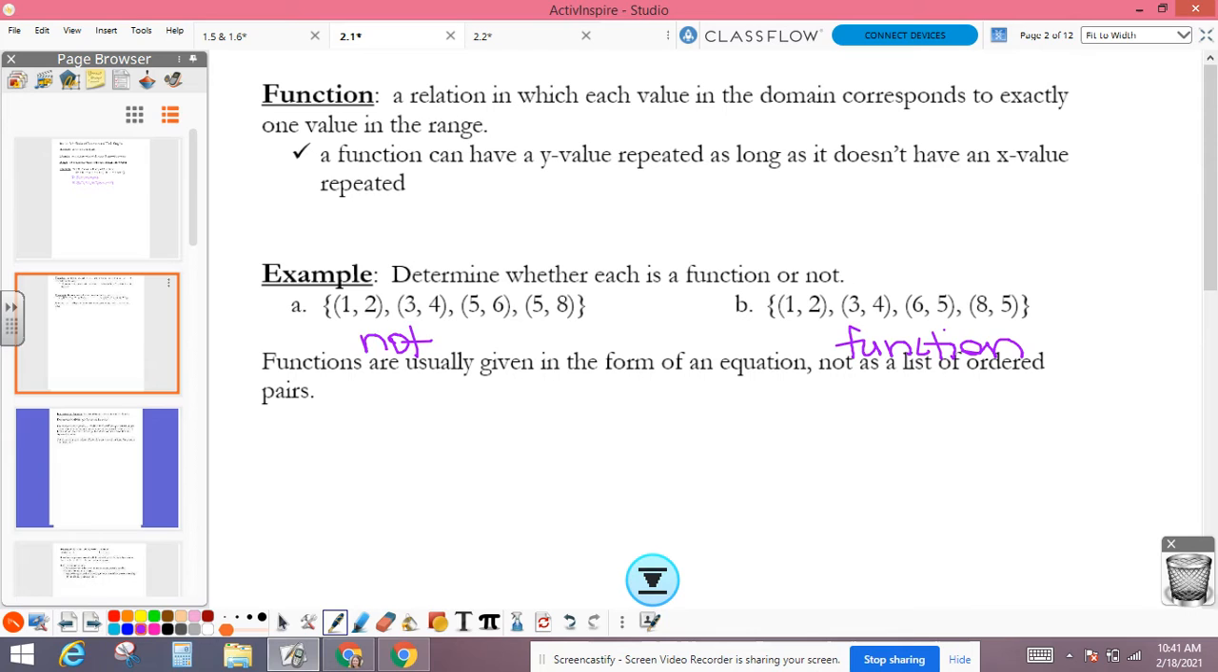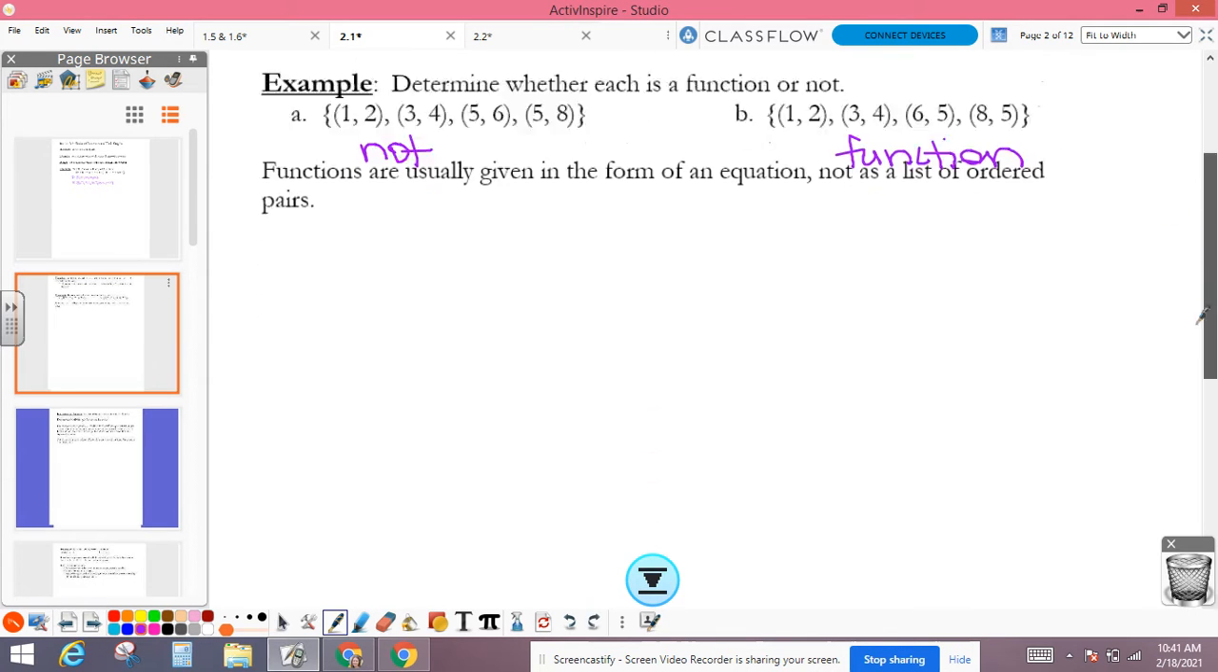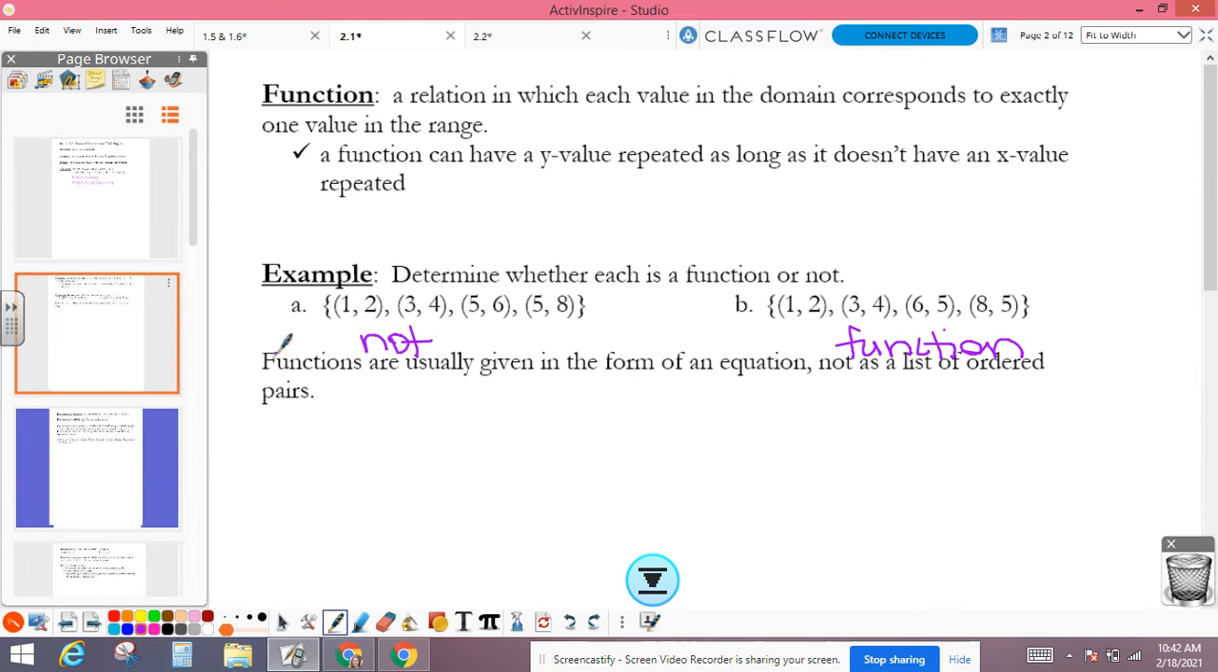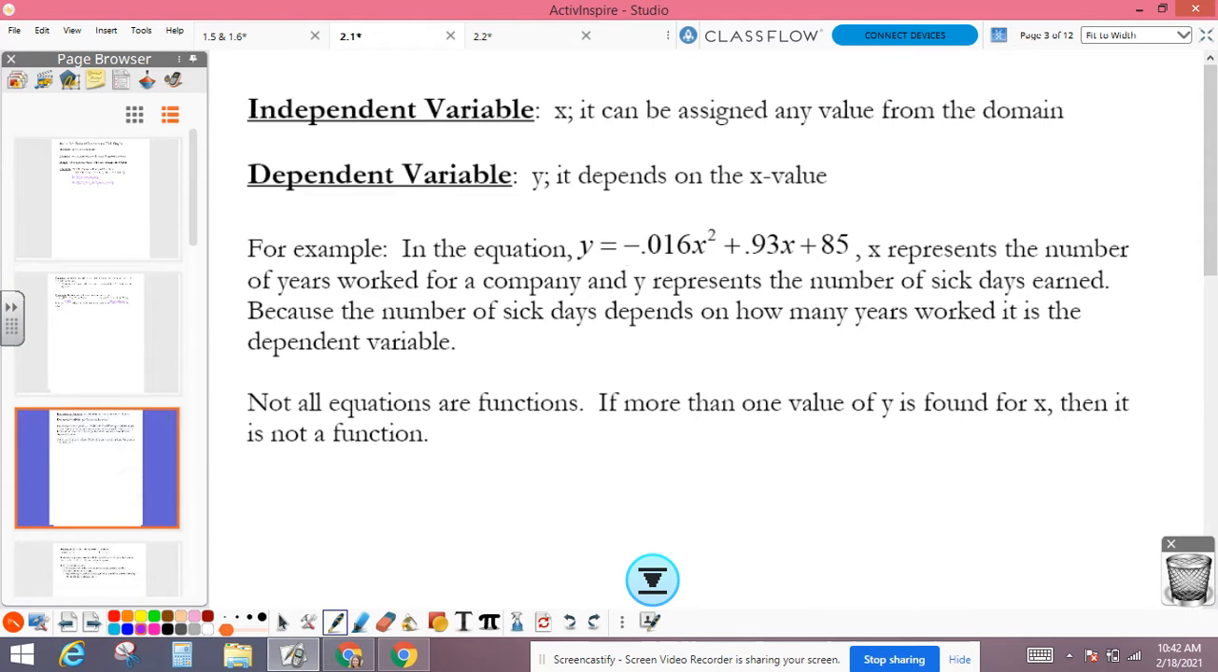All right, so functions are generally given to us in equations, not ordered pairs. So we have to be able to handle that aspect also. So remember, with an equation, your independent variable is your x and your dependent variable is your y. So independent goes with x, that's your inputs, that's your domain. Dependent is your y, that's your output, that's your range.